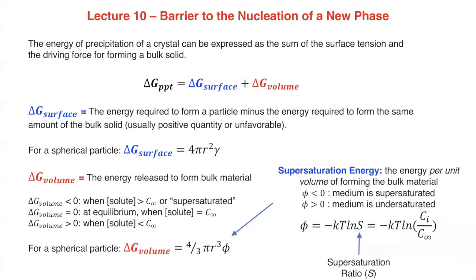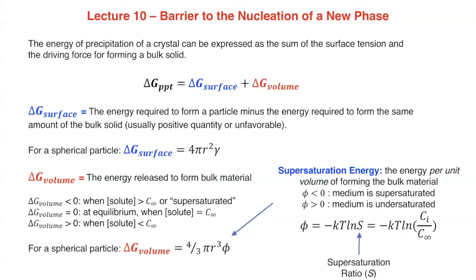Okay, and as we've been saying, it's generally a positive quantity, or it's unfavorable to make surface. And it's an interesting thing. It may not always be, and that gives rise to very different types of crystal growth situations. But in this particular case, and in most cases, the delta G for the surface is going to be a positive or unfavorable quantity. For a sphere, you can define that as the surface area times the surface tension of the object.